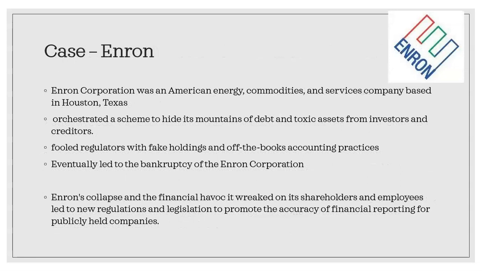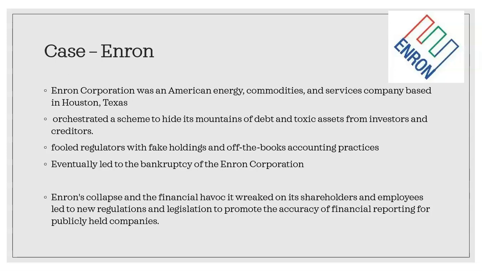And to close, I will just look at one example, Enron. I know most of you don't know Enron because this happened before some of you were born, or when you were very young. Enron Corporation is an American energy commodities and service company that was based in Houston, Texas in the United States. They orchestrated a scheme to hide the amount of debt, because they had a lot of debt and toxic assets, and they wanted to hide this from their investors and their creditors. They fooled regulators with fake holdings and off-the-books accounting practices, and this eventually led to the bankruptcy of Enron.